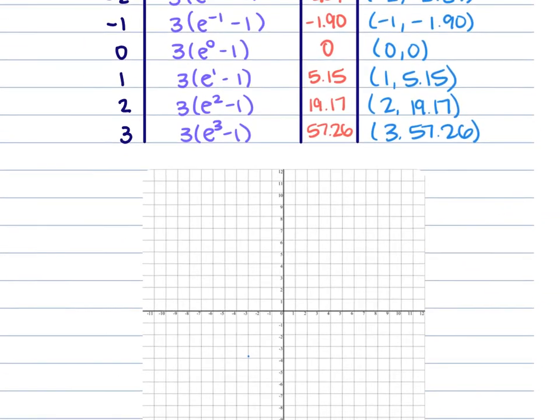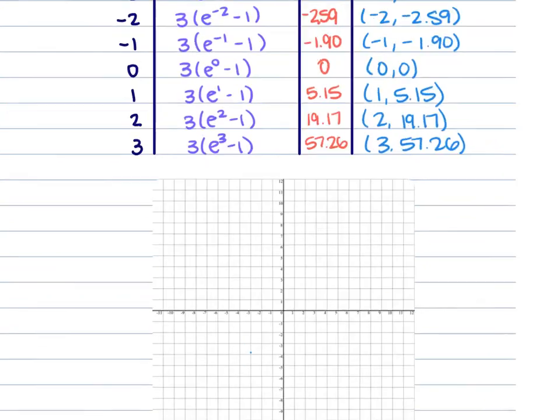Then we have negative 2, negative 2.59. Oh, wow. Give me 1 second. So this is opposite of what I'm doing. So negative 3, negative, go down. Then we have negative 2, negative 2.59.